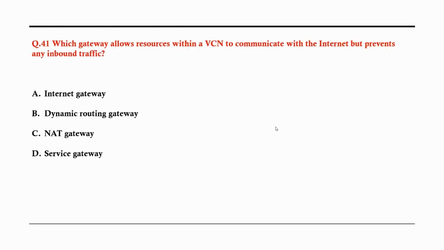Question 41. Which gateway allows resources within a VCN to communicate with the internet but prevents any inbound traffic? The correct answer is a NAT gateway. Through a NAT gateway, you can go out, but incoming traffic is not allowed.